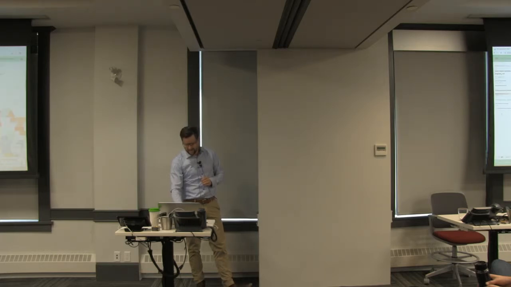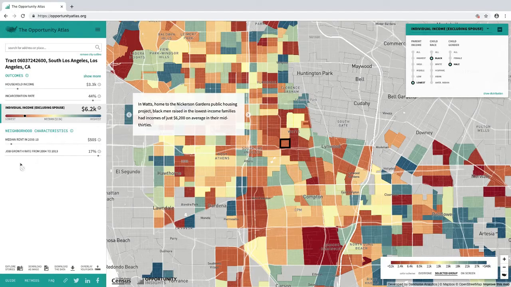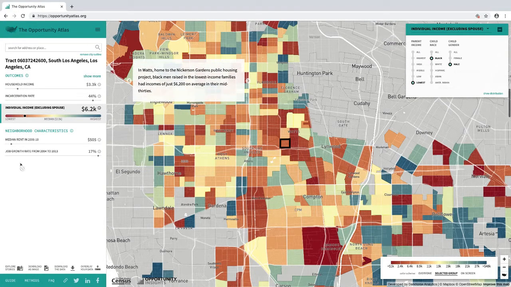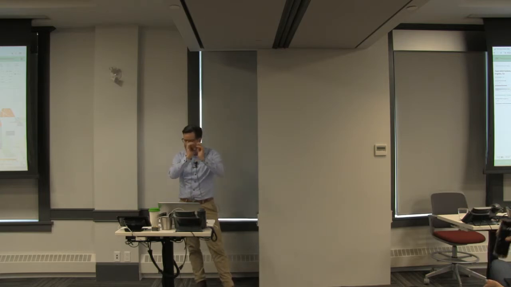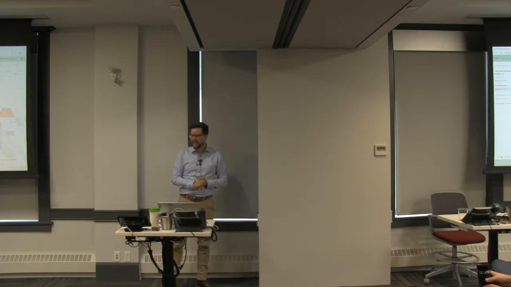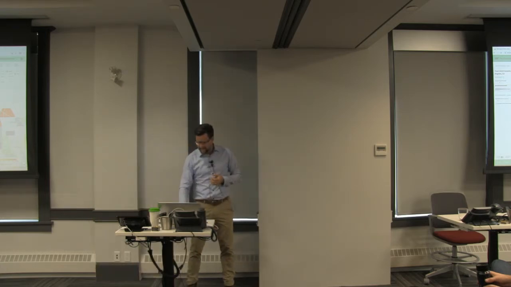In Watts, home of the Nickerson Gardens Public Housing Project, black men raised in the lowest income families can expect to earn about $6,000 when they turn 30. That's their annual income. That's nasty, right? That's $3 an hour if you worked full time. That's in your mid-30s. Now I just changed metrics on the left. Instead of looking at household income, now I'm looking at incarceration rate. 44% of the black men who were born in that county were incarcerated on a single day in 2010. There's your problem, perhaps, right? Can't make much money in jail.